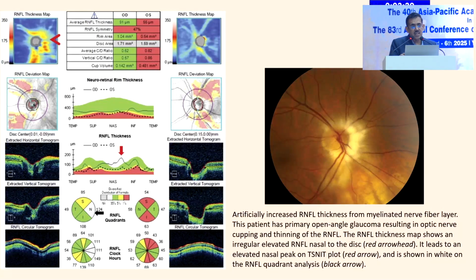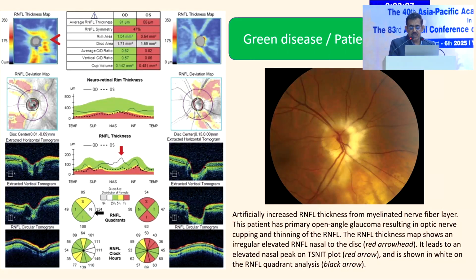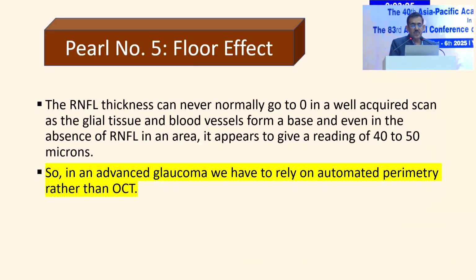As I said, white color represents more than 95% of the normative database values. So we should be careful. It could be red, it could be green also. So this is an example of a green disease.